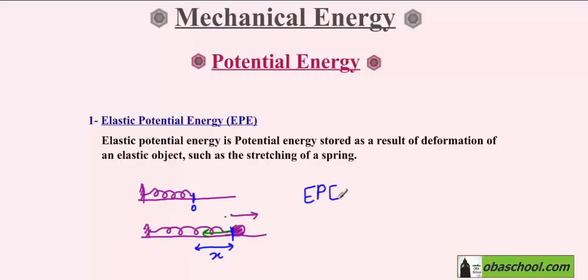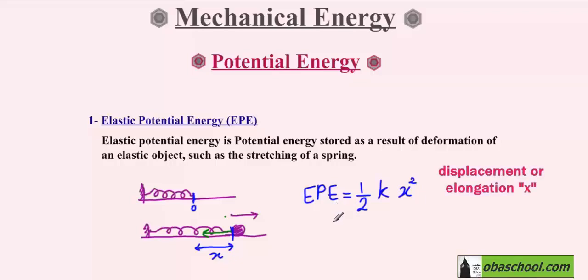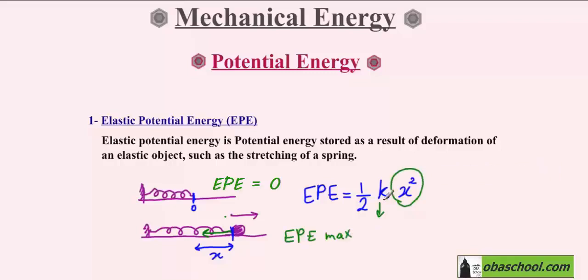Therefore, the elastic potential energy will be equal to half kx squared, where x is the displacement or elongation of the spring, as we said, and k is the spring constant, or also can be called the stiffness of the spring. The elastic potential energy will be equal to 0 when the spring is in its natural state, because there was no elongation x. As you can see, x was equal to 0.